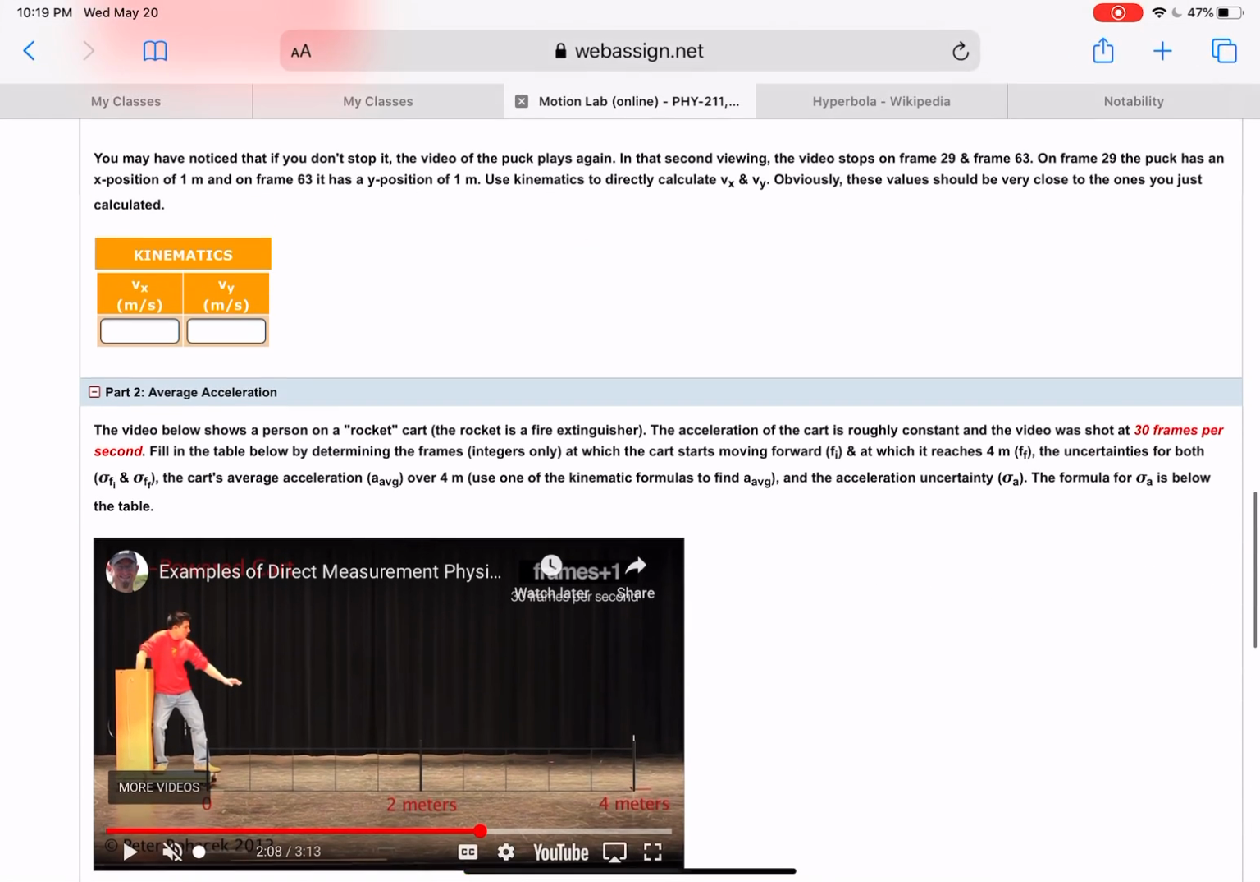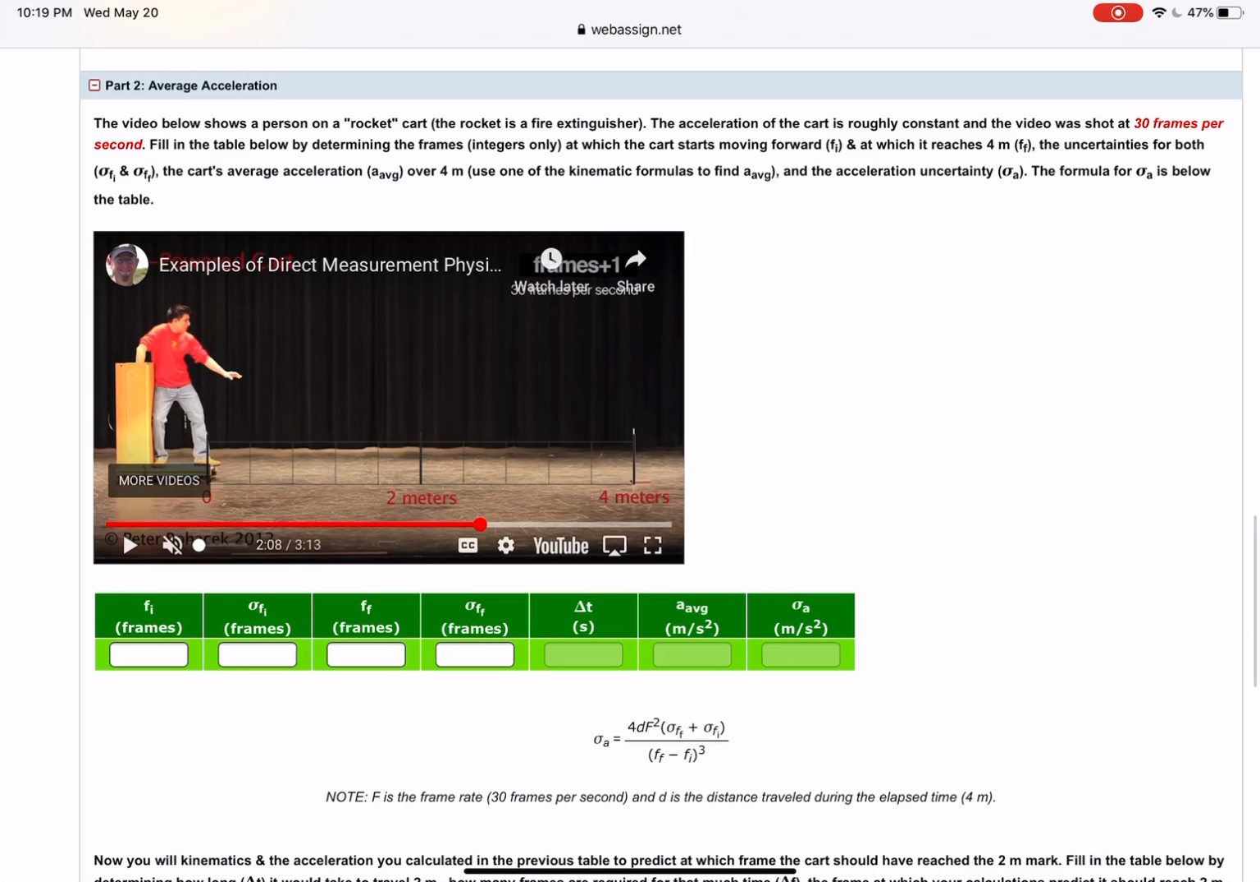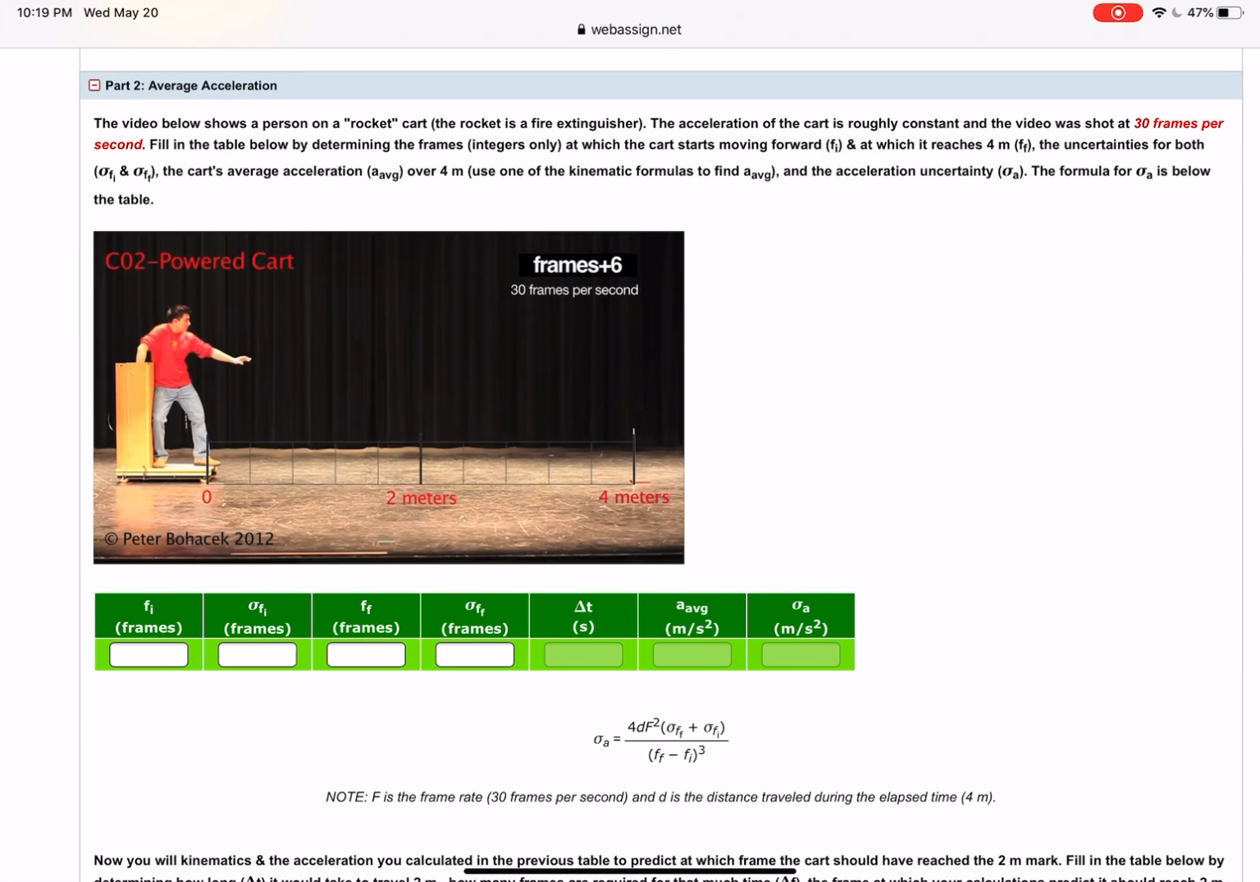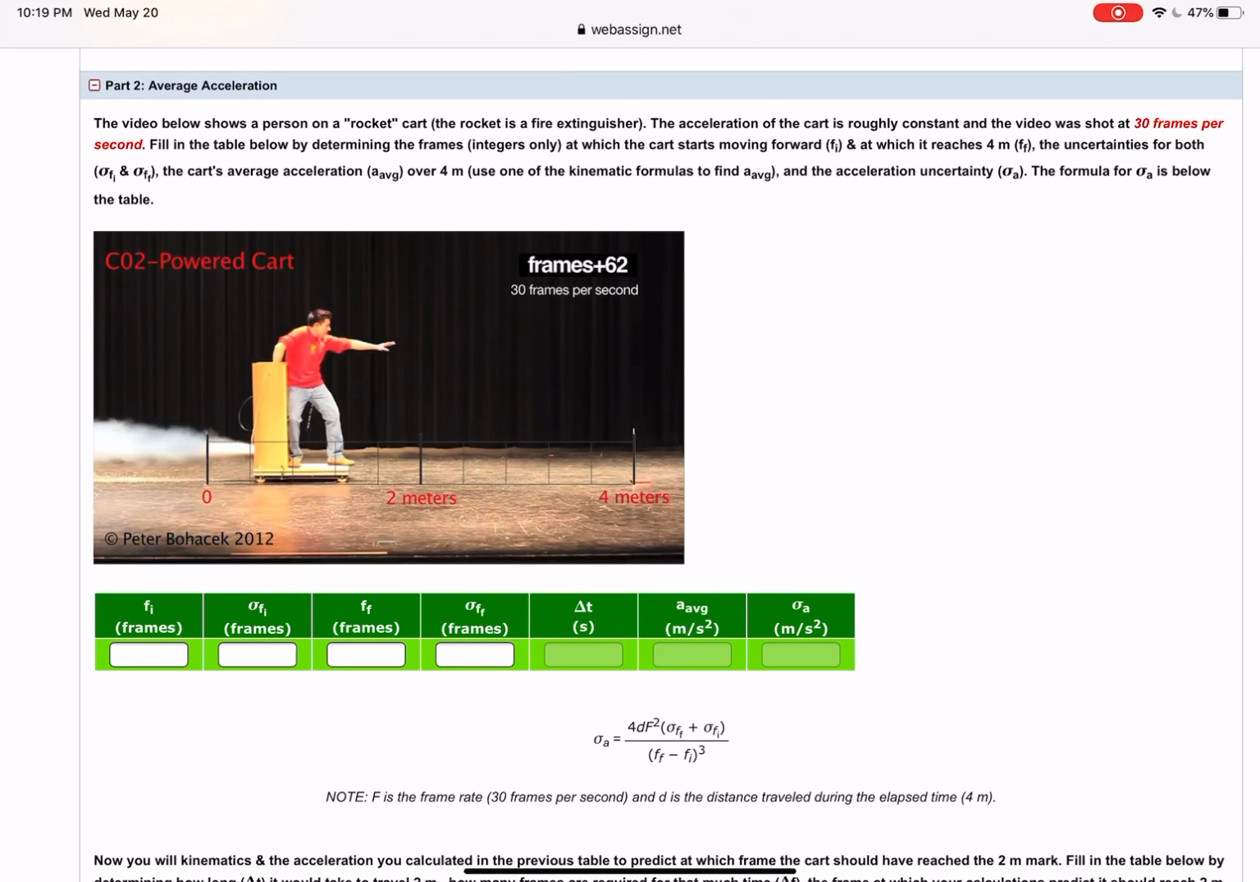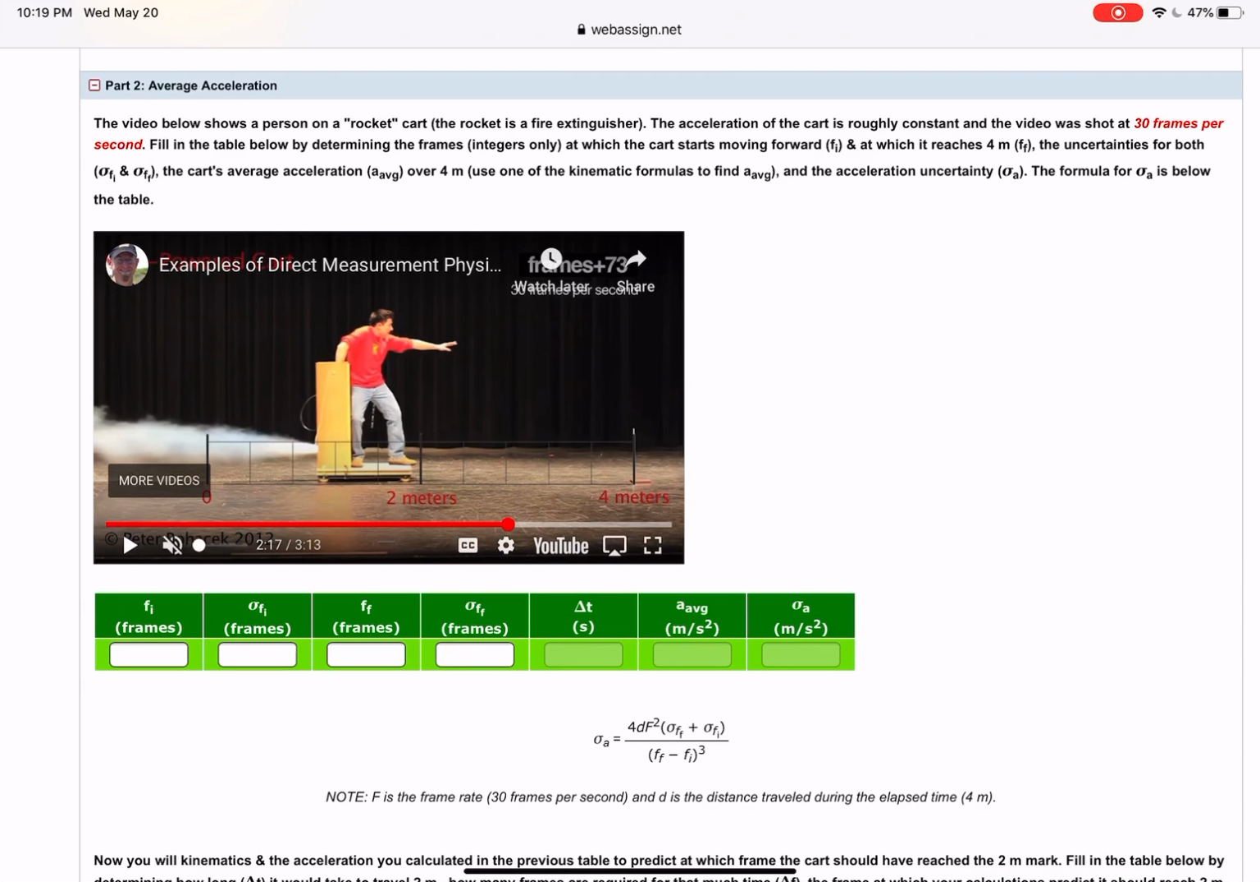Then come down here for part 2, the average acceleration. You've got this video of this guy on the cart. You'll notice in the video that if I hit play here, he's not moving at the beginning, and then he turns on the fire extinguisher and he starts moving across the floor. And so what you have to do, in the green table here, is identify the frame at which he starts moving, the uncertainty of that frame, the frame at which he hits 4 meters, the uncertainty of that frame. You can get the elapsed time and use kinematics to figure out the average acceleration.